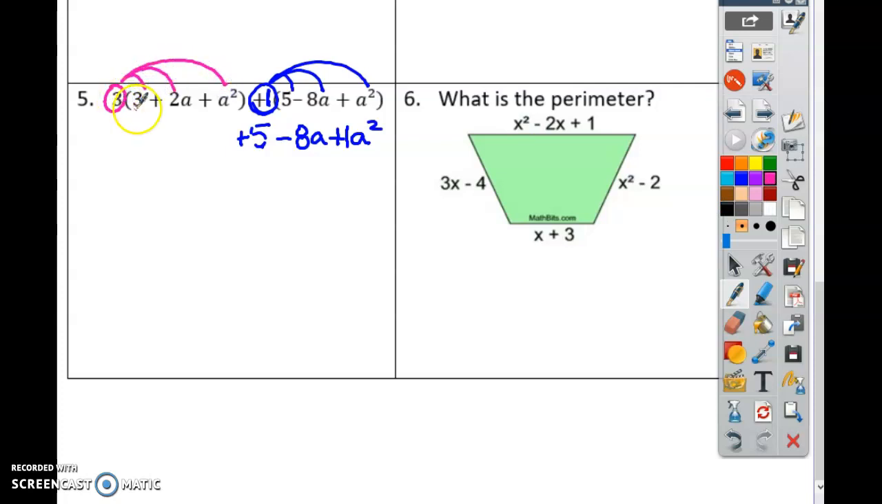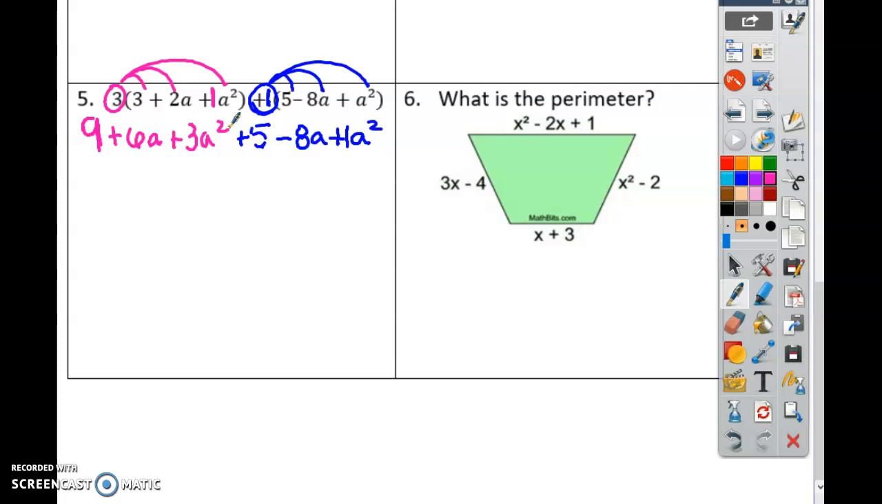What's 3 times 3? 9. What's 3 times 2? 6. Positive 6a, because this has an a, so this one has an a. What's 3 times 1? 3. Positive 3a squared.